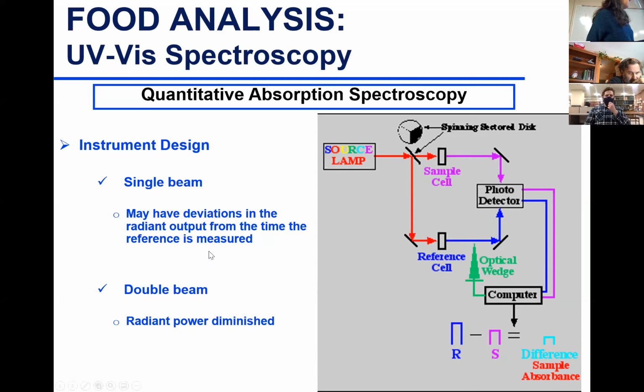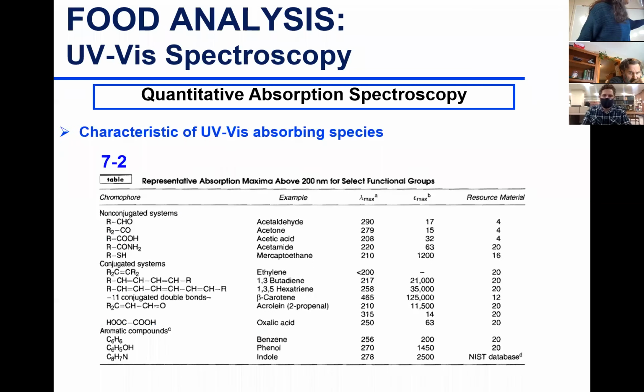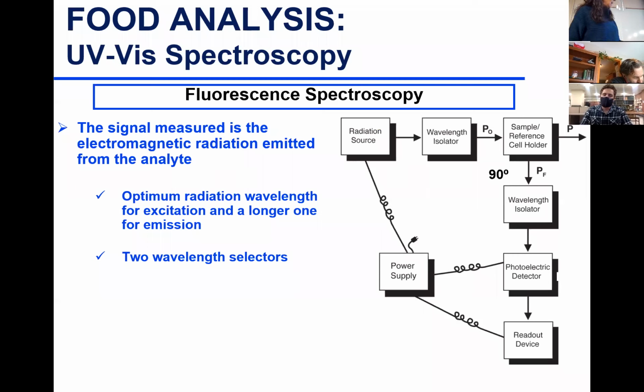With a single beam, sometimes you have to put the blank multiple times as you measure because over time you might get deviation. So you might have to zero multiple times during your measurements if you have multiple samples you're measuring. This is just an FYI table that shows the lambda max of each analyte, for different analytes, and then the absorptivity of the different analytes.